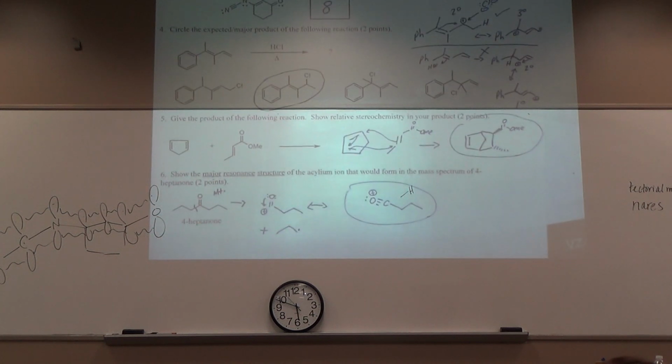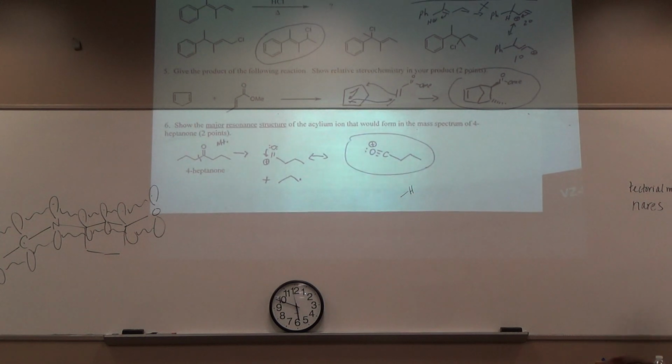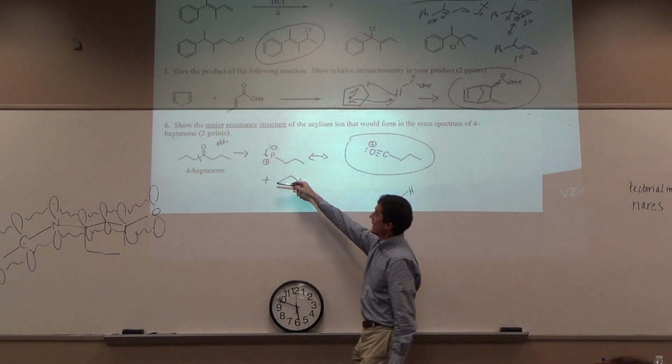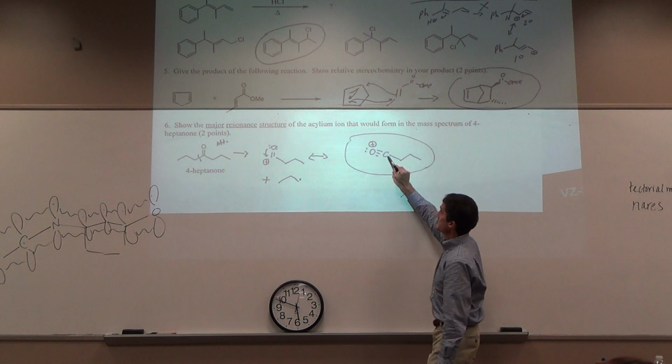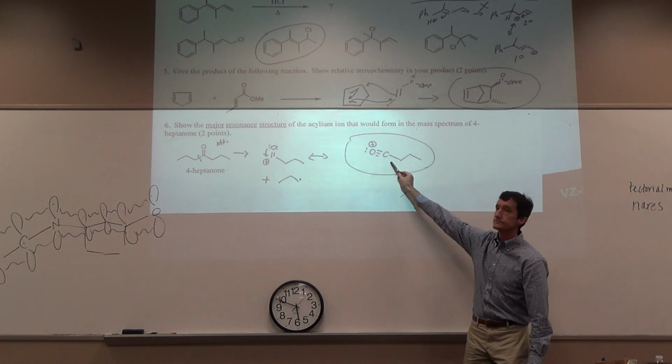Diels-Alder, 4 plus 2 is 6. Put the bridge back on there. The groups over here are trans. And then the acylium ion. Here, this is the major resonance structure of the acylium ion.